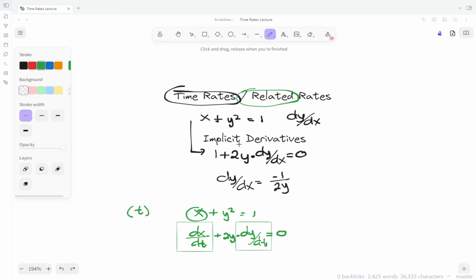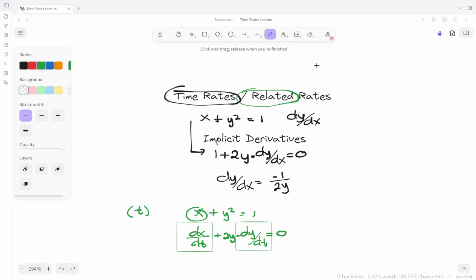Time rates are all like that. It's the derivative with respect to time. You do it like the implicit derivative, but everything has to be with respect to time. And the challenge is that the usual task here is you want to find out the value of a rate of a certain variable in an equation, given the values of the rates of other parts of the equation.